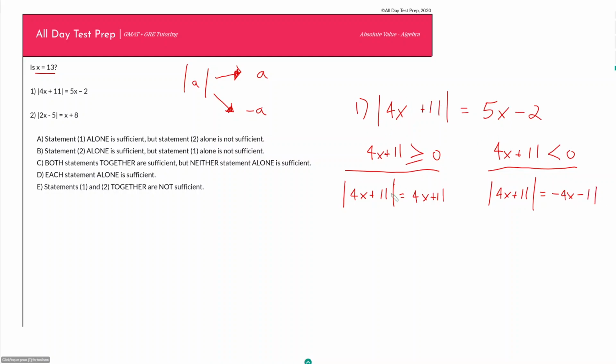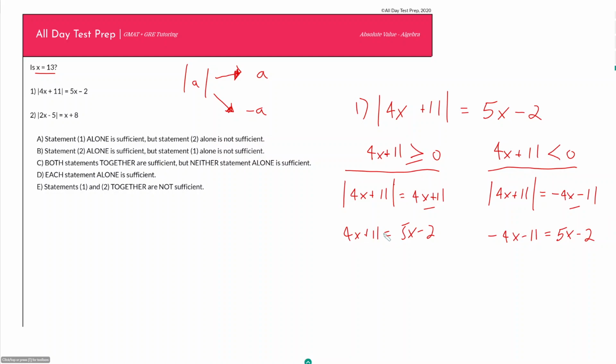Then we can use these two scenarios to solve for x by plugging these in for the absolute value of 4x plus 11. We're only plugging in for the left side. The right side is not changing at all. So instead of absolute value of 4x plus 11 being equal to 5x minus 2, we have 4x plus 11 is equal to 5x minus 2. Here, negative 4x minus 11 is equal to 5x minus 2.